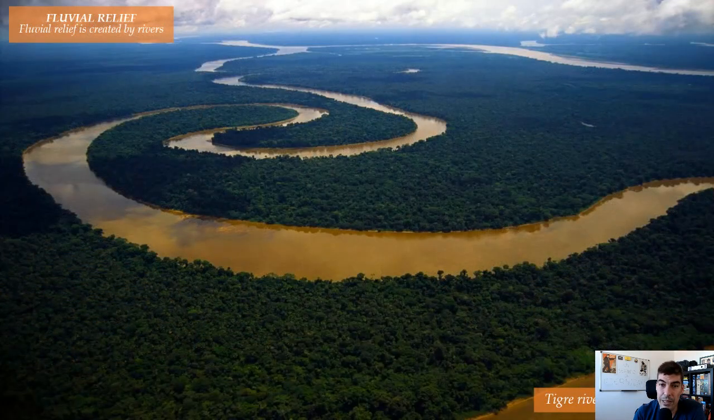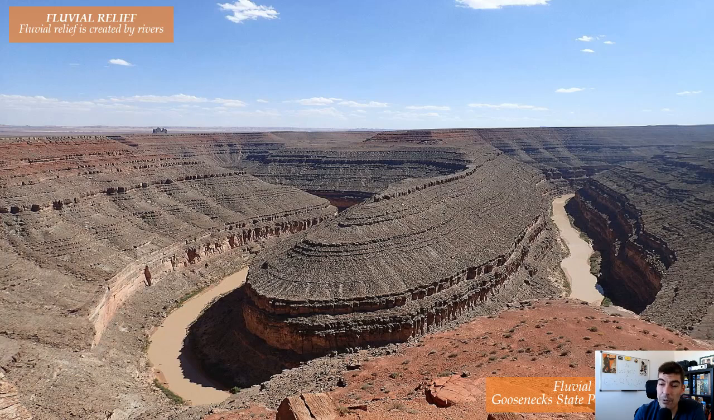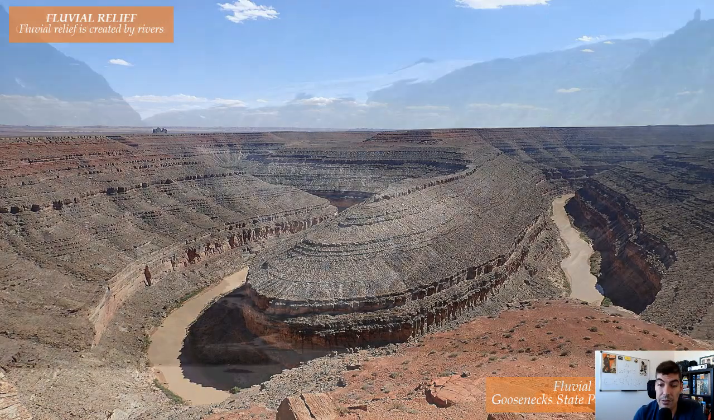Then we have the fluvial relief. The fluvial relief is the one created by the rivers. Here, for example, this is a river next to the Amazon. In this case, it's in Peru, okay? The river excavates the ground below it, okay? This is another example of fluvial relief. This is a fluvial terrace, okay? Several terraces that the river excavates in the ground over millions and millions of years. This is in the United States.